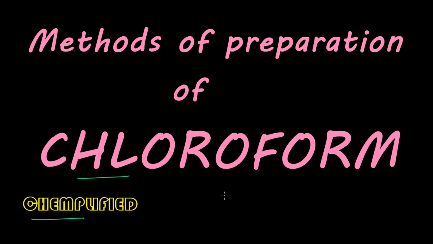What is the general formula for chloroform? Molecular formula is CHCl3. This is the general molecular formula for chloroform. Let's start with the methods of preparation.